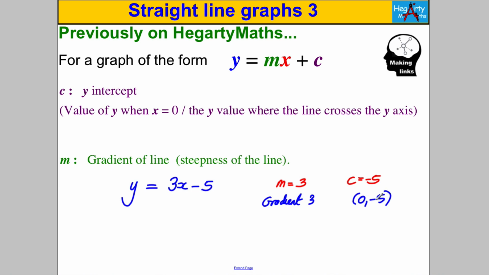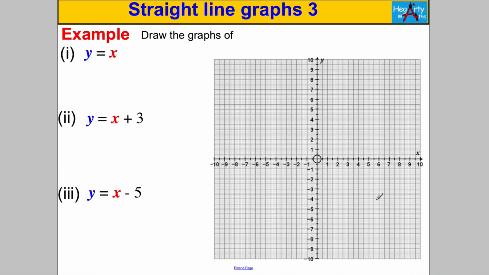And this is going to be crucial for us to draw these straight lines much quicker than having to draw a table of values each time. And let's start by doing that very thing. If you feel like you can do this, pause the video, go ahead and then check your answer. Otherwise, we'll go through together.